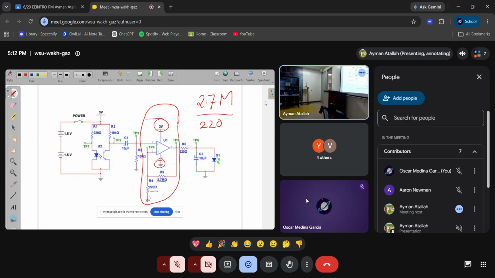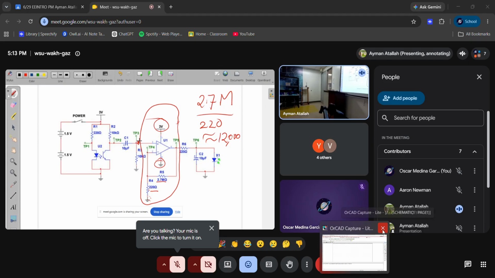Let me calculate how much it is. 2.7 times 1 million divided by 220 equals approximately 12,000. So the signal here will be amplified 12,000 times.